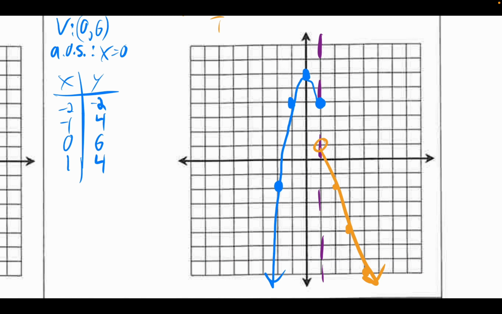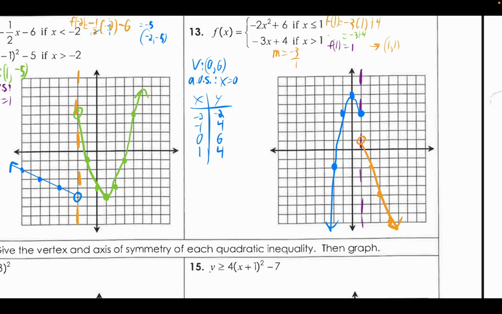And draw the arrow because it goes forever that direction. Once again, not asked to find the domain or range, so we won't be.